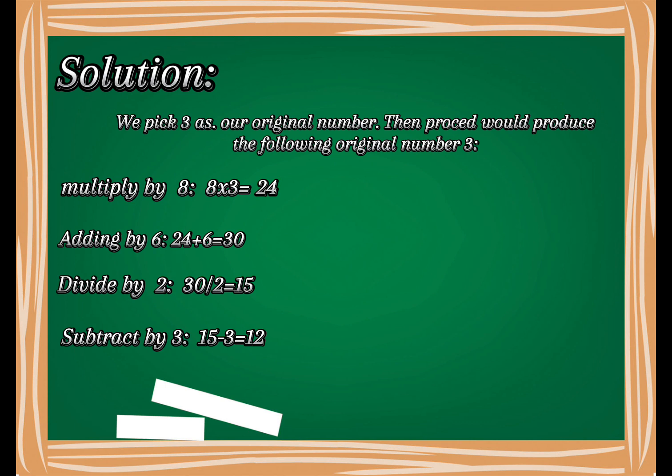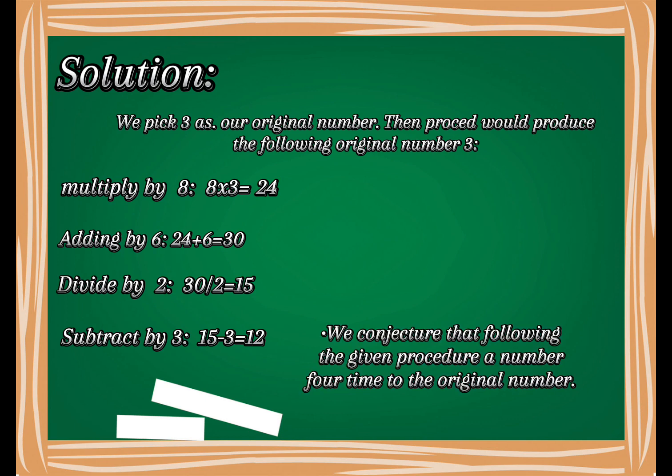As we can see, the result is 4 times the original number. We conjecture that following the given procedure, the result is 4 times the original number.